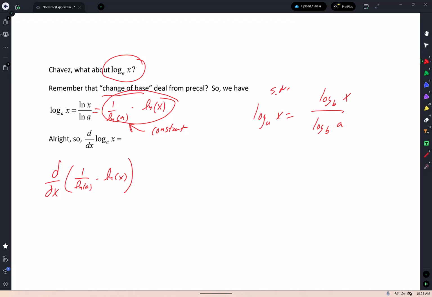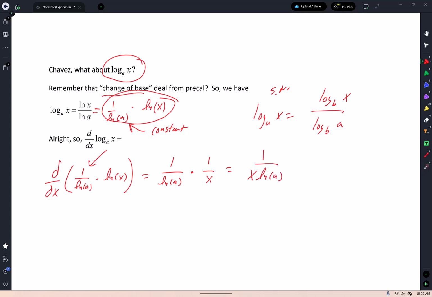Why are you rewriting it like this? Because we know the derivative of ln of x. Cool or not cool? Okay. Equals. Are we going to use product rule? No, this does not have an x in it. That's just a constant. Leave it alone. 1 over ln of a times, what's the derivative of ln of x? 1 over x. Done. Usually you put the x in the front: 1 over x ln of a.